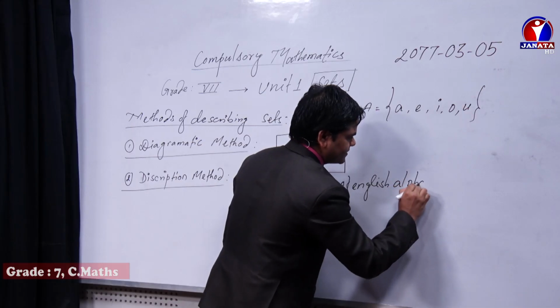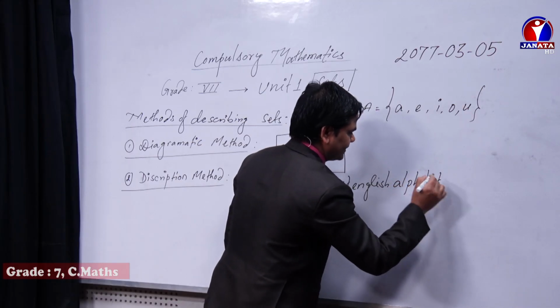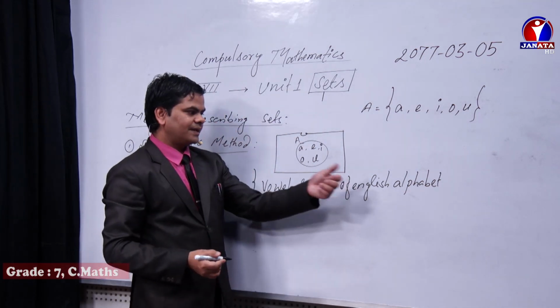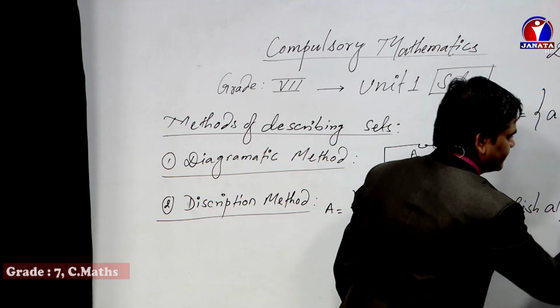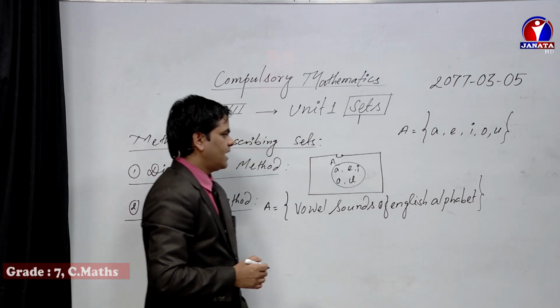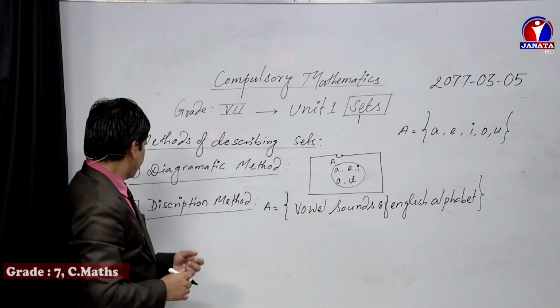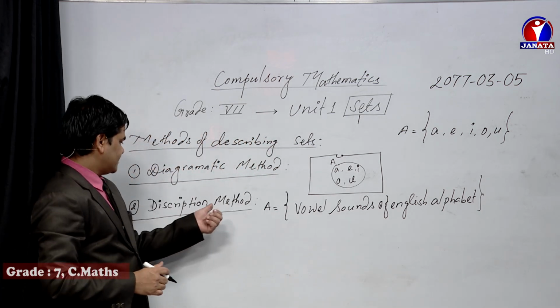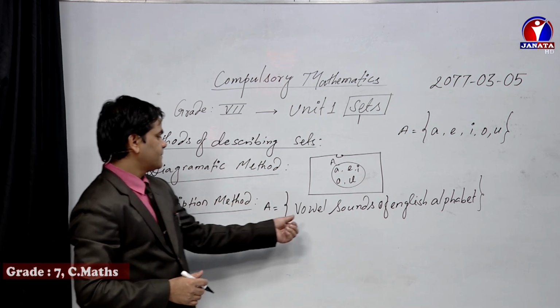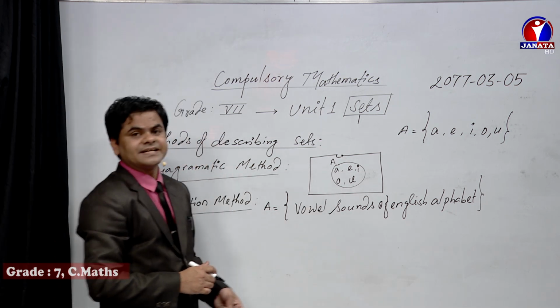You can also write vowel sounds, rather than writing the vowel sounds of the English alphabet, and close the information by using another curly bracket. Now, this is the description method of writing the set.